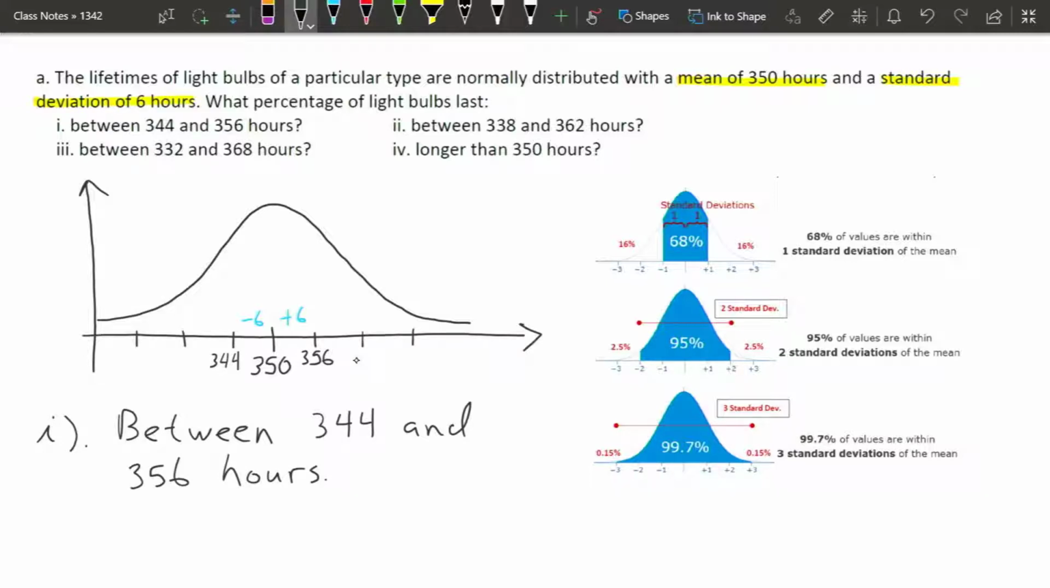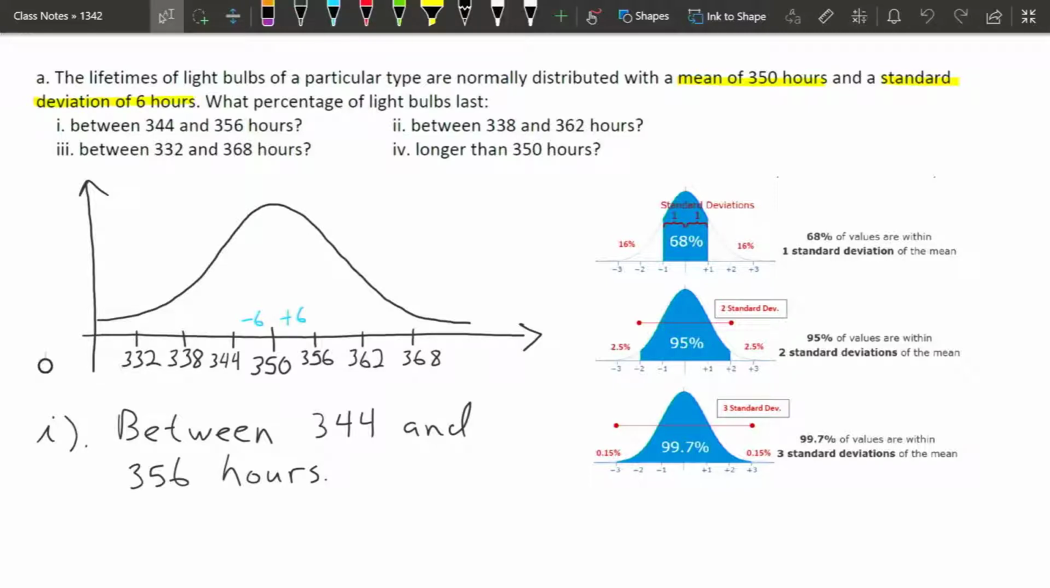If I continue to add, again, 6 to the 356, it would be 362. And if I add it again, it'll add up to 368. If I subtract the 6 from 344, it'll subtract to 338. And if I subtract it again, it'll subtract to 332. So that's what it looks like when we have adding and subtracting the standard deviation 3 times to the mean in the middle. And off to the side, you can see the picture of the 68, 95, 99.7 rule for 1 standard deviation, 2 standard deviations, and 3 standard deviations.